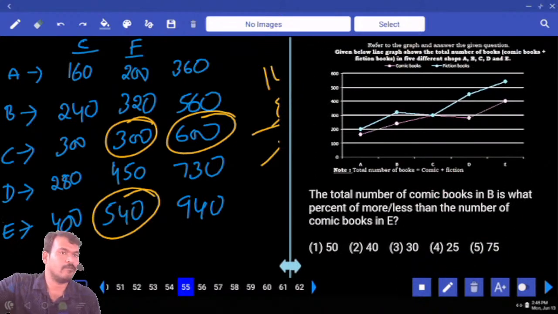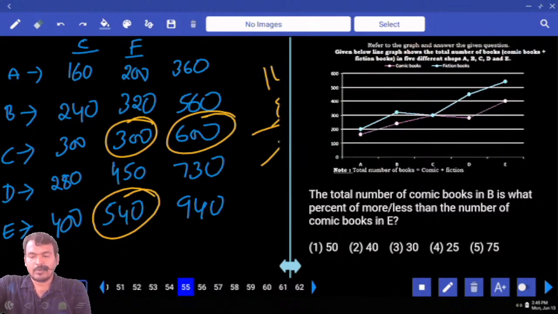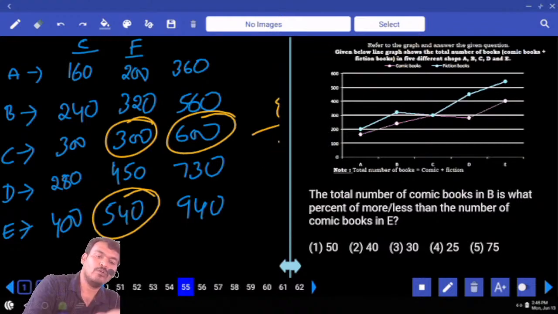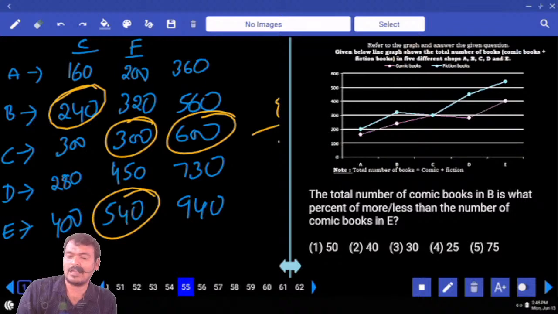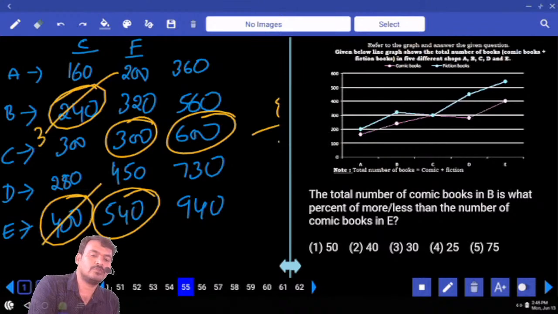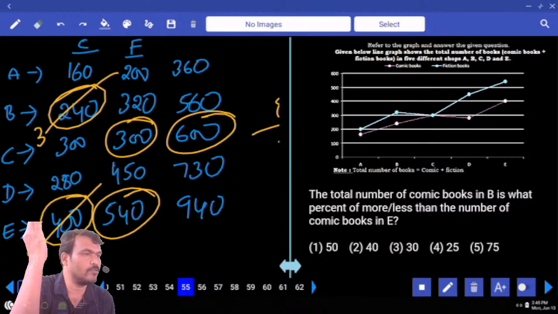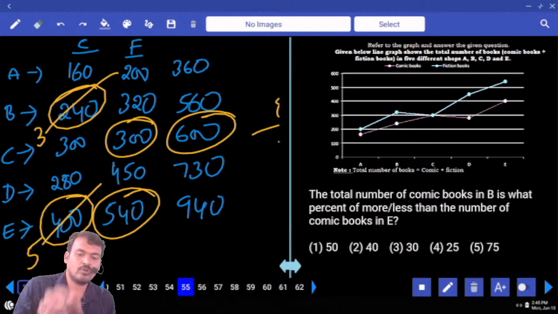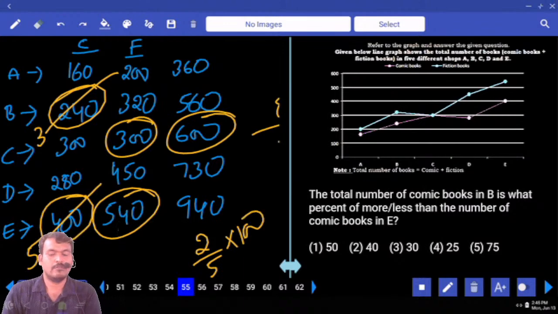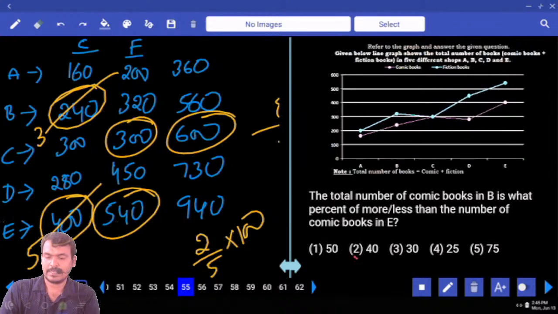Next question number 55. The total number of comic books in B is what percent more or less than the number of comic books in E? What are the comic books in B? 240. Is what percent more or less than the comic books in E? How much value lesser? 160. Or take the ratio. 240 and 400. What is the ratio? 3:5 or not? 3:5. B value 3 parts. E value 5 parts. How many parts are lesser? 2 parts. 2 upon which one? 5. 2 by 5 into 100 or not? It will be how much percent? 40%. Which option? Second option.